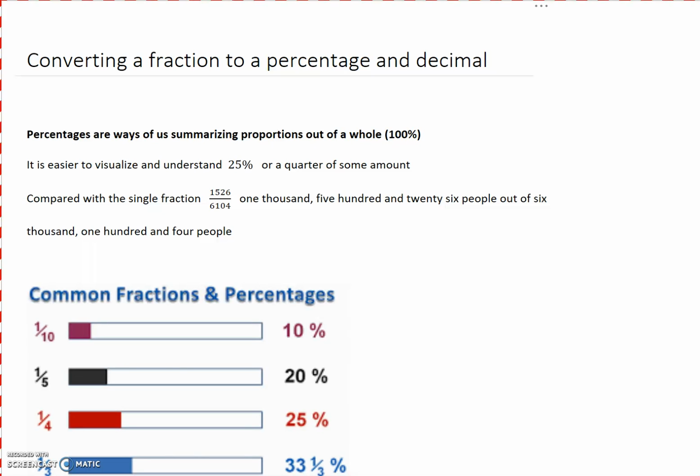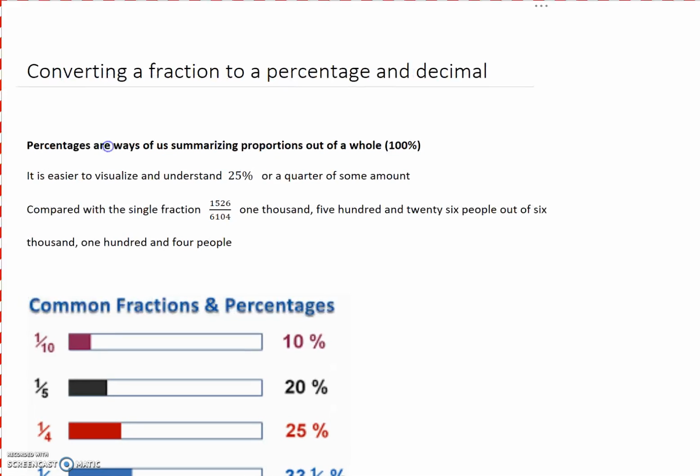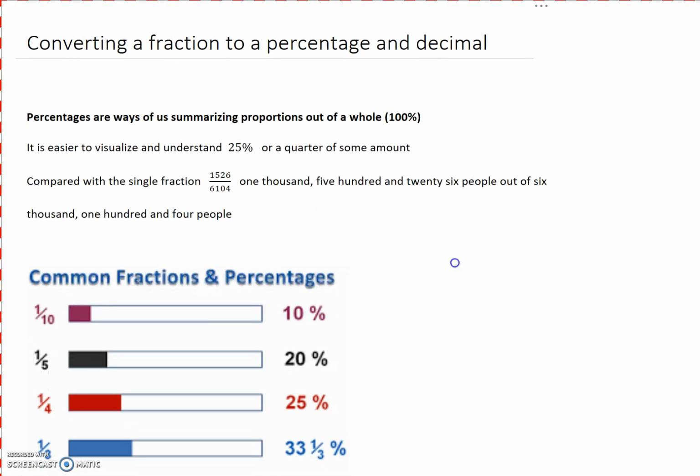Okay, so this video is going to go through converting between fractions, percentages, and decimals. Now, percent just means out of 100, and it's easier for us to visualize and understand things out of 100 people or 100 things rather than a really large number. So that's why we use percentages.